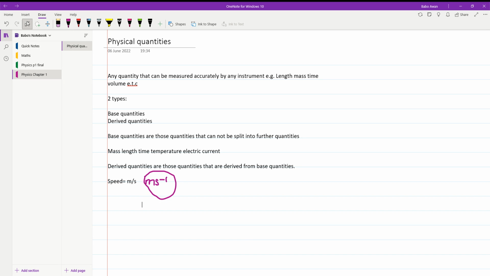Moving on to the next thing, meter per second. You can see that speed is derived from time and from length. Basically, for distance we can also say that a car has traveled 500 meters. So speed is like that.